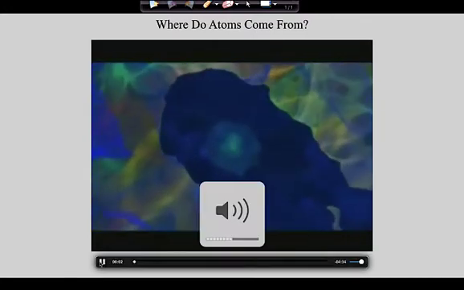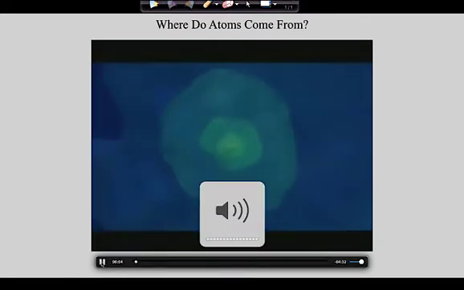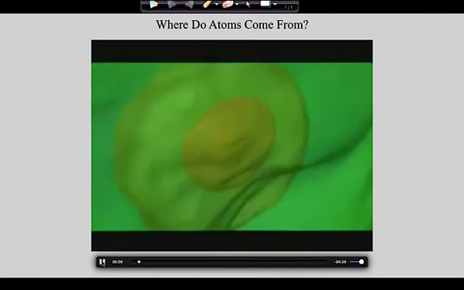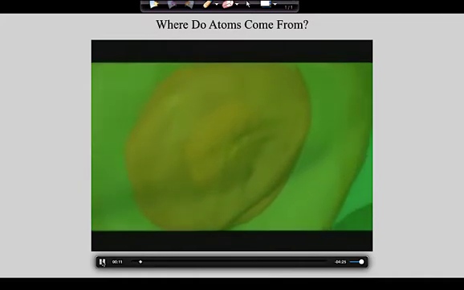As hydrogen piles on, the central region grows more and more dense until something brand new lights up the universe. A star.